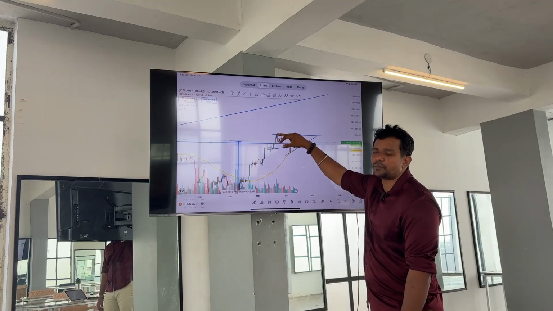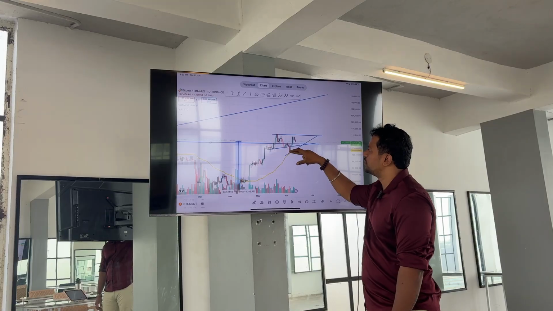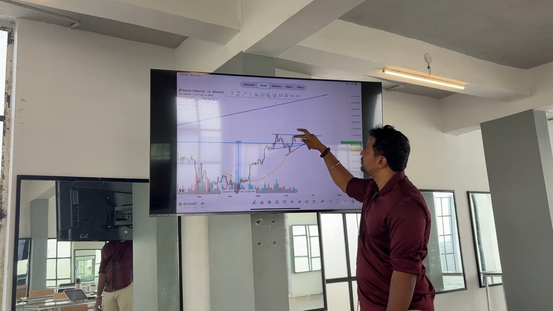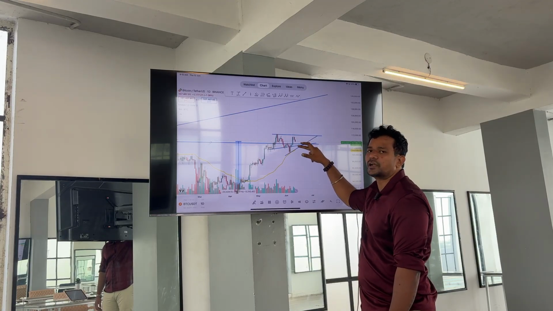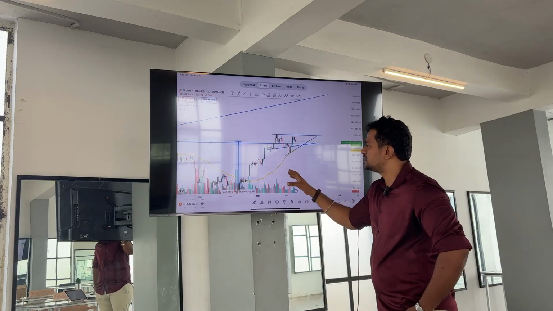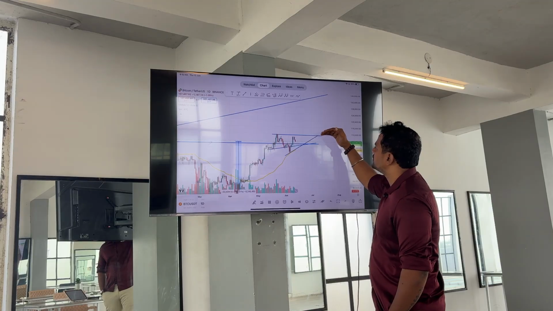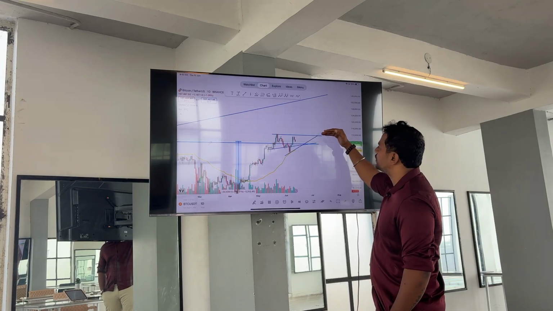Demand has pushed the price up to here, selling supply side has pushed it down, and again demand has pushed up, again supply is coming up. Similar to this, this is a daily chart, and in the daily chart there is a strong resistance at 1200.